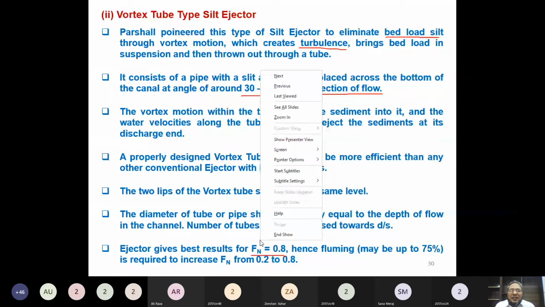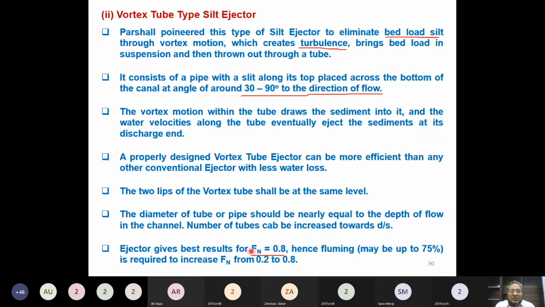And how much do we need here? 0.8, for best results in case of tube type silt ejector. So how can we increase the velocity of flow? If velocity increases, the Froude number increases. We achieve that by fluming, where we provide this silt ejector, we have to flume the width of the canal. So we reduce the width of the canal. Fluming up to 75% may be required to increase the Froude number from 0.2 to 0.8. Once we do the fluming and also increase the slope, we can increase the velocity of flow, which will increase the Froude number.